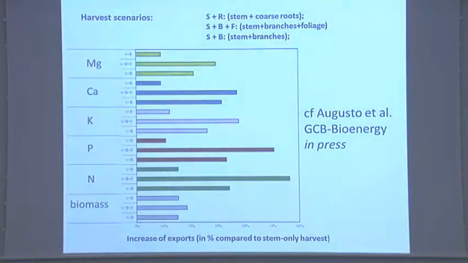But for some of the scenarios, like the middle one, where you also add foliage, for phosphorus and nitrogen, it could be close to 50% more of exportations of these nutrients. So in a nutrient-limiting environment, it is quite significant. Of course, you can argue you can always use fertilizer, but it has a cost.